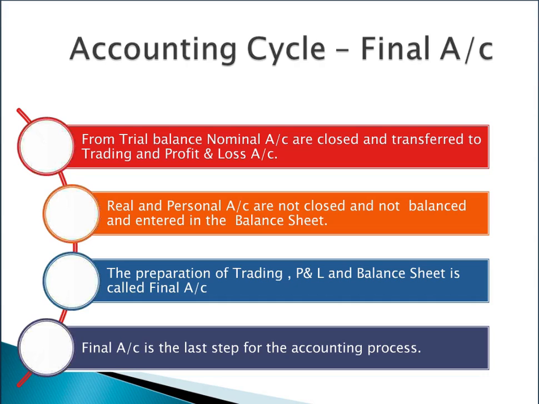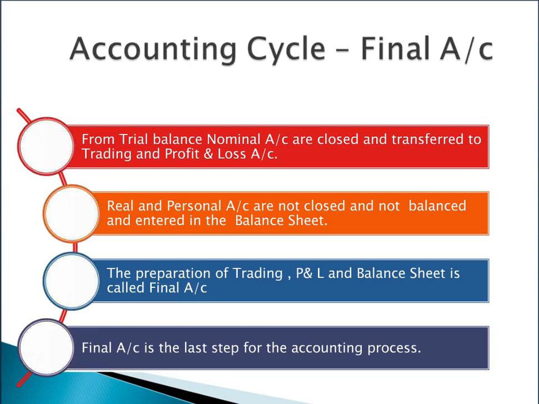So why this partiality between three accounts? Can you tell me why we are closing nominal? Why we are not closing real and personal? Because real and personal are continuing entities. Very good. Now you paid the electricity bill for this month. Next month can we run our shop without paying the current bill? No. Without paying salaries will our people come? Without paying rent will the landlord agree? No.